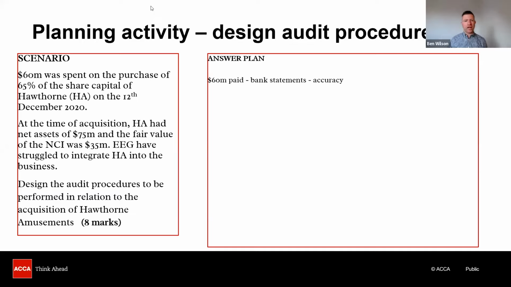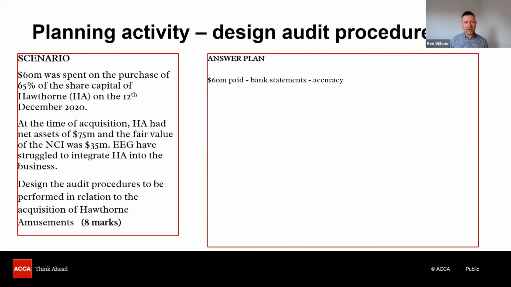Okay, so let's talk together. The key skill with audit procedures is, as I was saying, you must start with specific things from the scenario. We are not looking to write generic points. I read through the scenario, and the 60 million we've already dealt with. The next thing was this 65% that we bought. We own 65% of the share capital, so I want to verify that fact.